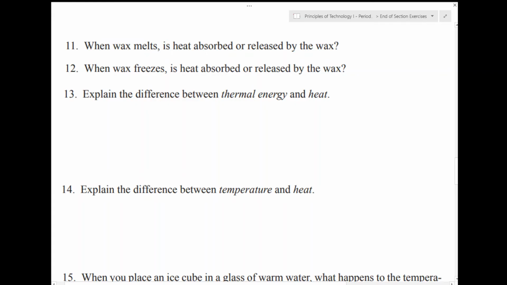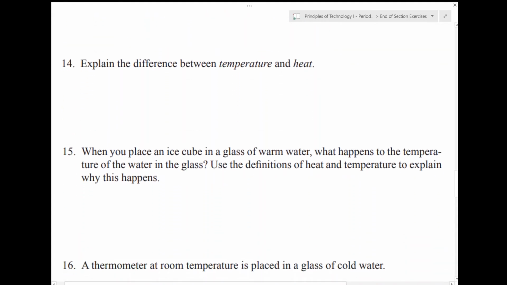Explain the difference between temperature and heat for number 14. Very similar to the difference between thermal energy and heat, except temperature is the average kinetic energy of all the particles of an object, whereas heat, again, is how much energy flows from one object to another due to temperature differences.